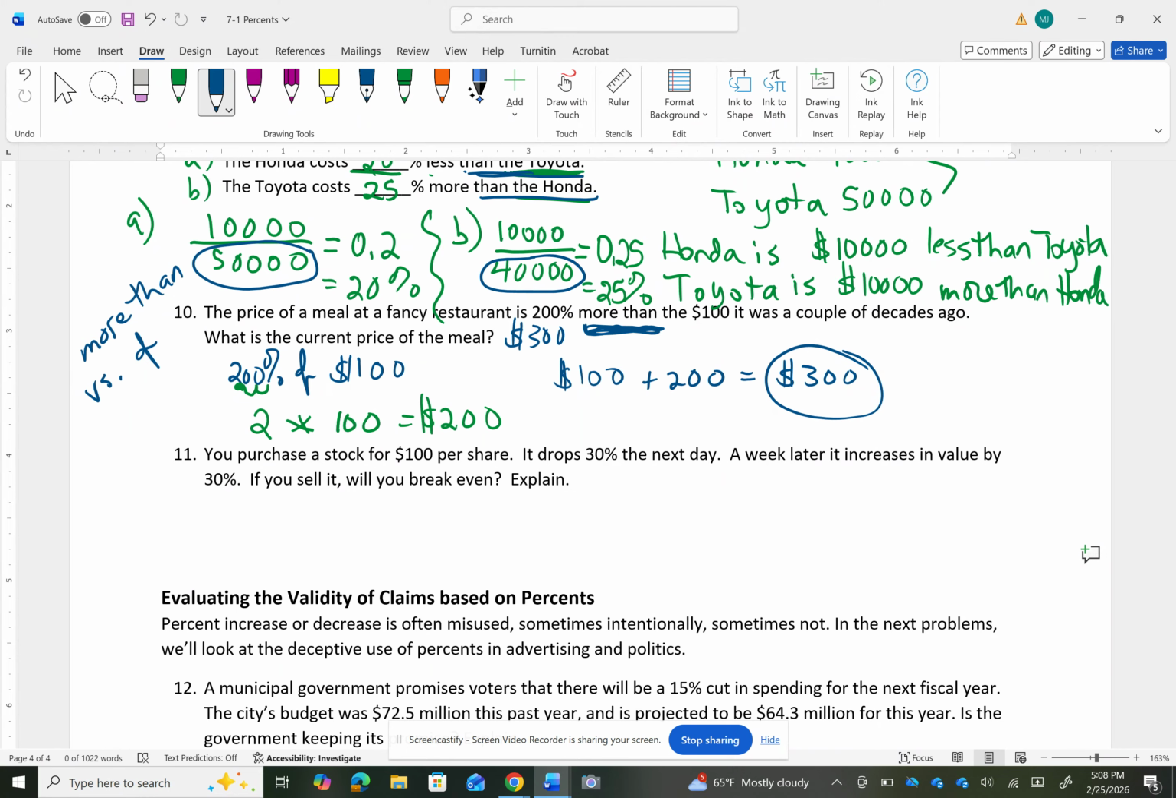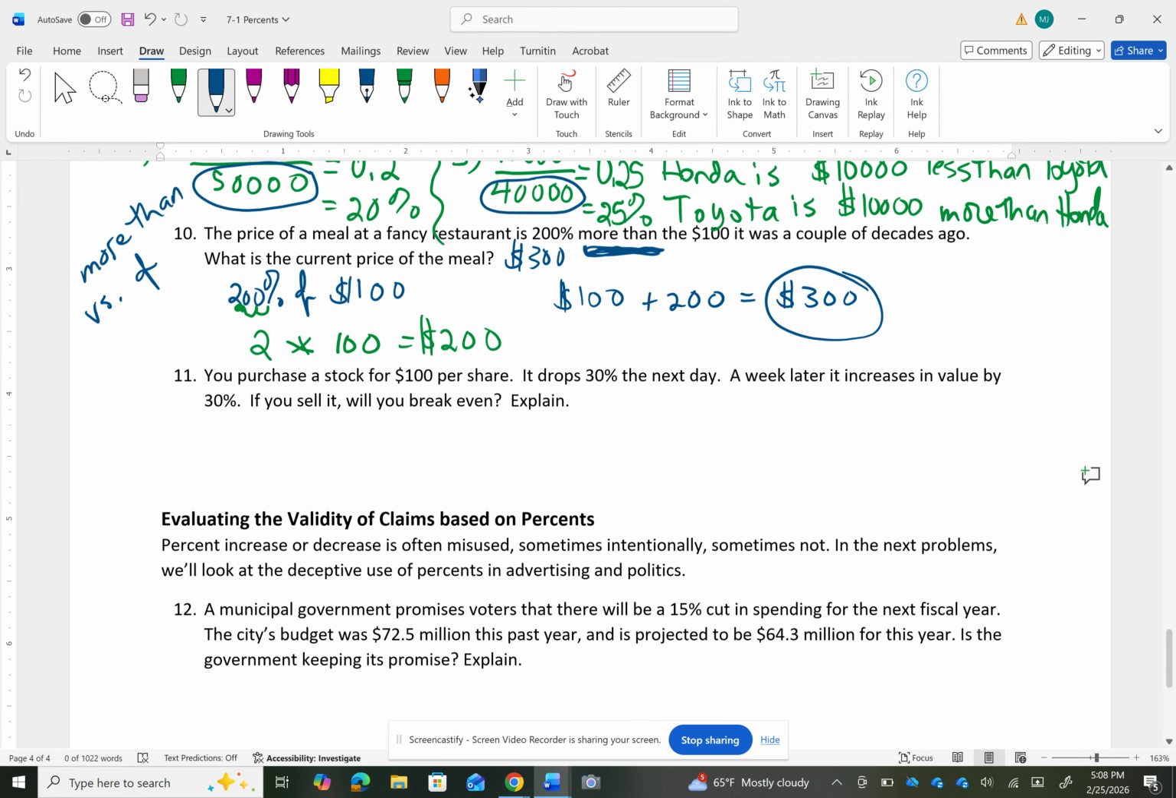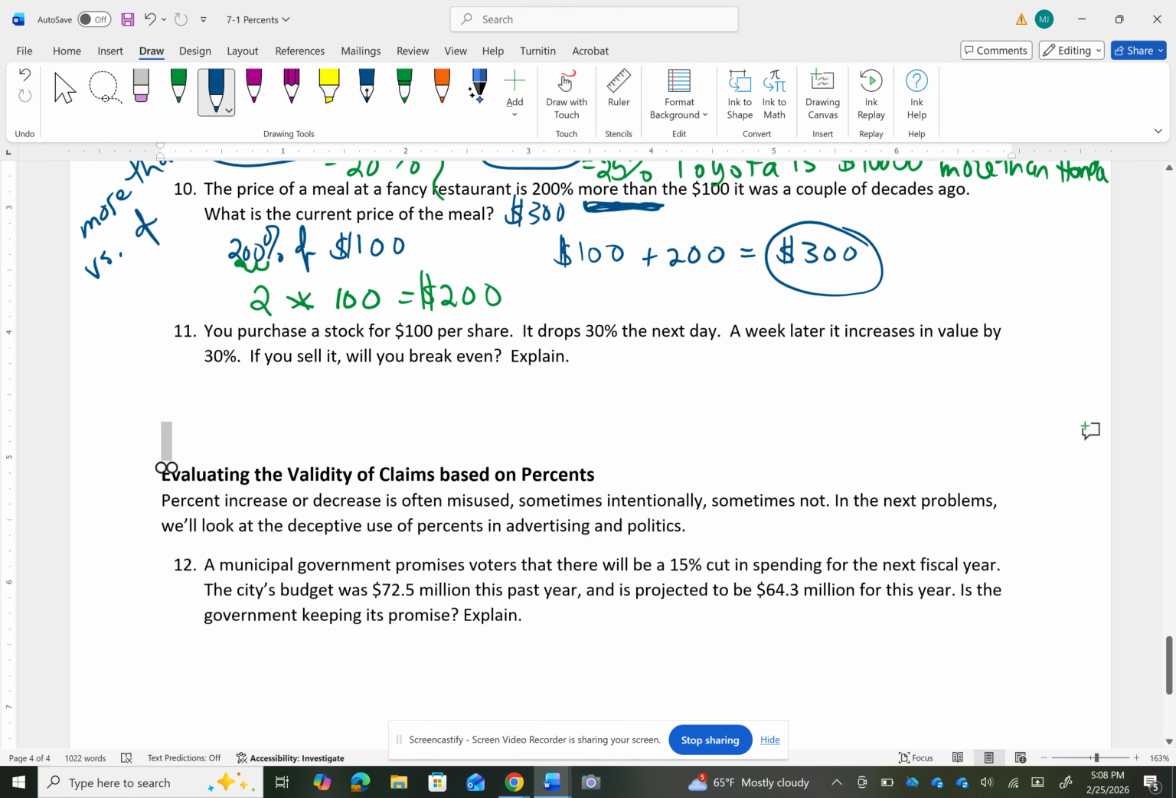All right, now the point I'm trying to make on question 11 is this very situation. This happens a lot. So if I have a situation, maybe I bought a stock that's worth $100 when I bought it, 100 per share. All right, the price of the stock dropped 30%. A week later, it increased by 30%. If I sell it at that moment, will I break even? In other words, did the price of the stock get back up to $100?